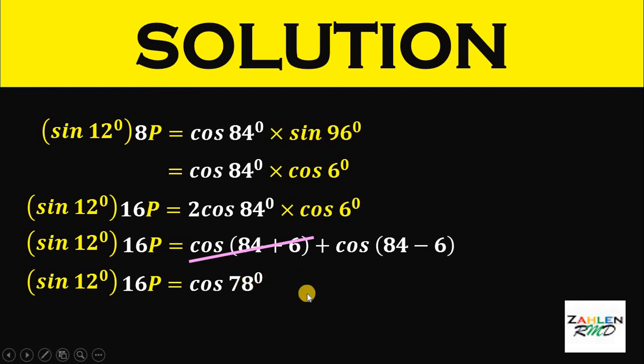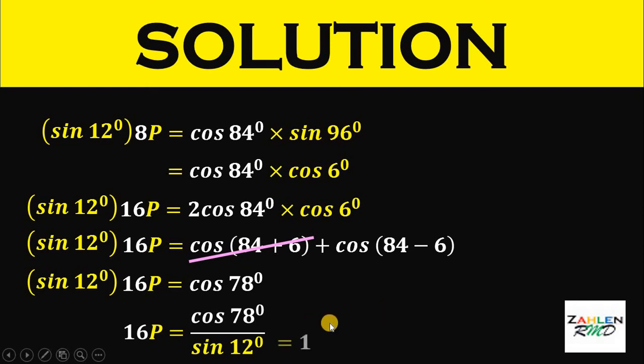Next thing to do is to divide both sides by sine of 12 degrees. Therefore, we have 16p equals cosine of 78 degrees over sine of 12 degrees. Now, recall that sine of 12 degrees is equal to cosine of 78 degrees. Therefore, the right-hand side is simply equal to 1. Next thing to do is to divide both sides by 16, and we get the value of p, which is equal to 1 over 16.